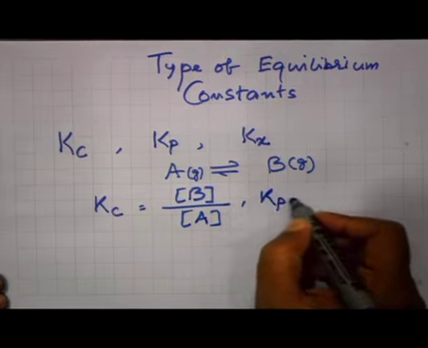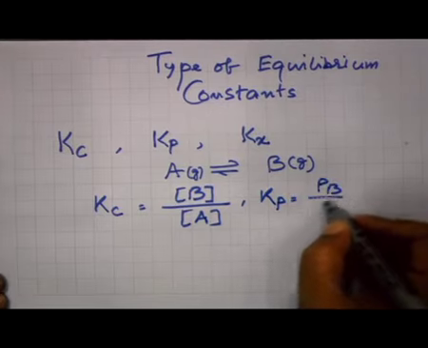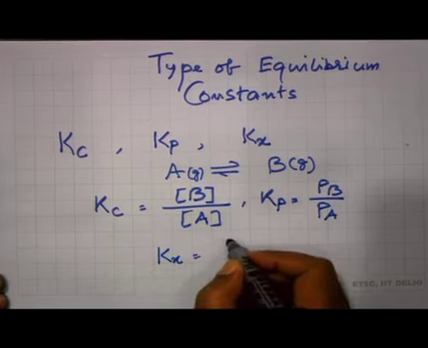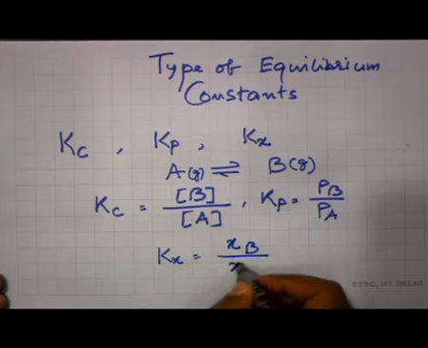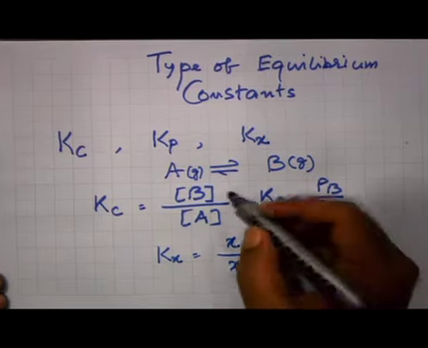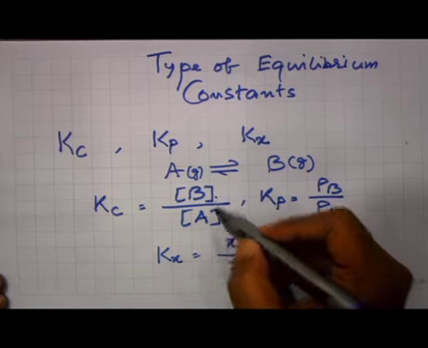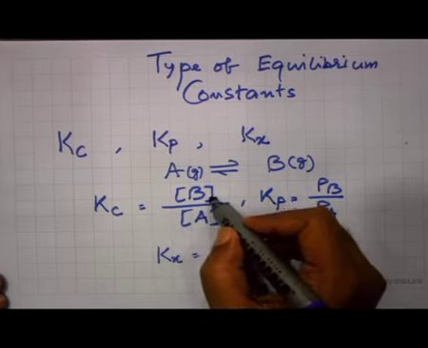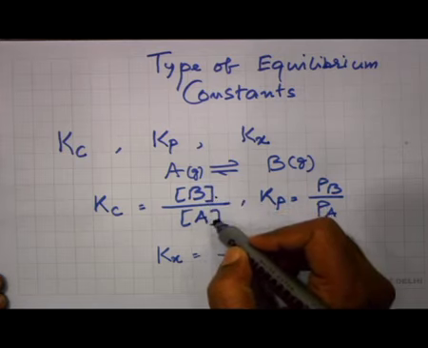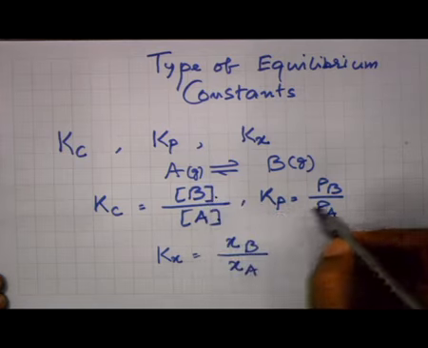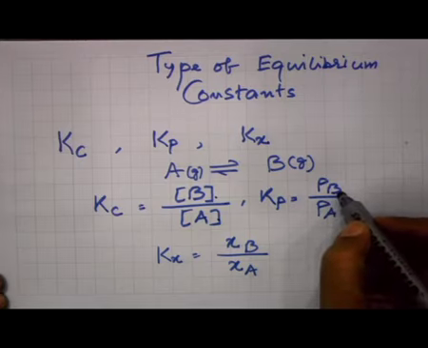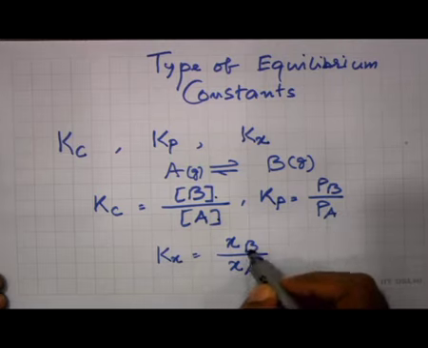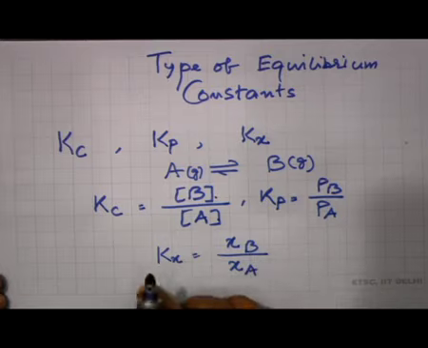Kp is pressure of B by pressure of A, and Kx is mole fraction of B by mole fraction of A. Here I am talking about equilibrium concentration of B and equilibrium concentration of A. So, Kc is the ratio of equilibrium concentration of B divided by equilibrium concentration of A. Similarly, Kp is equilibrium pressure of B divided by equilibrium pressure of A, and Kx is equilibrium mole fraction of B divided by equilibrium mole fraction of A.